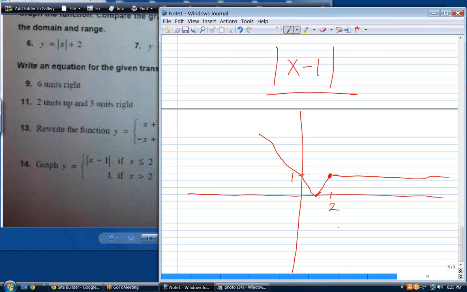So there's our function. In other words, to the left of x equals 2, it looks like the absolute value function, absolute value of x minus 1. But to the right of 2, it's a horizontal line. Y is always 1, no matter what x is.